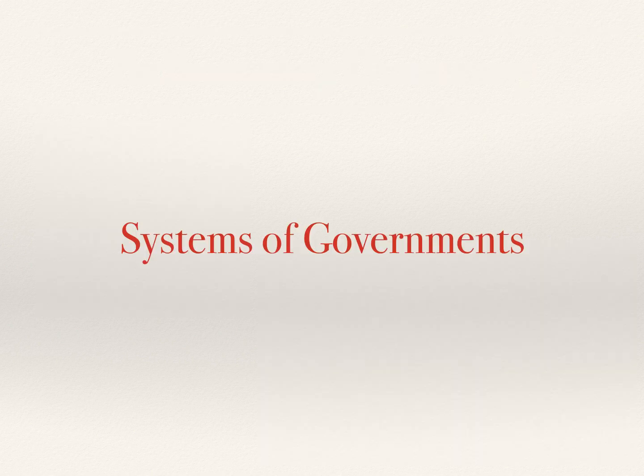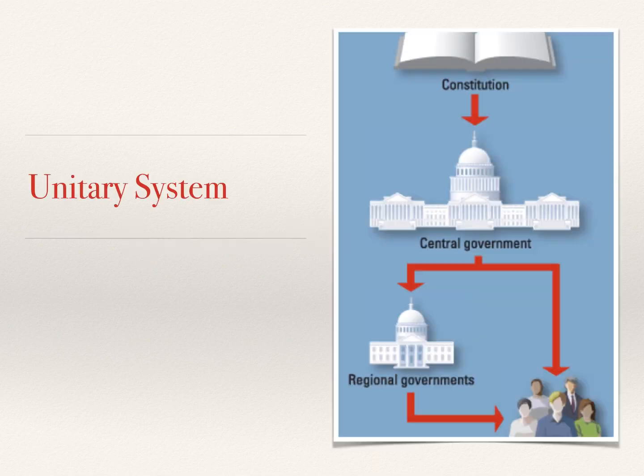The next topic we're going to talk about is systems of government. And with this, what we're really looking at is how is power split up? Does it go to the national level or does it go to the regional level? So the first is a unitary system.